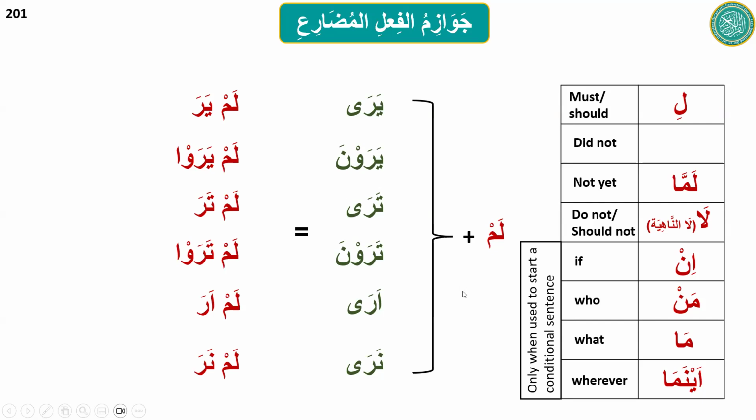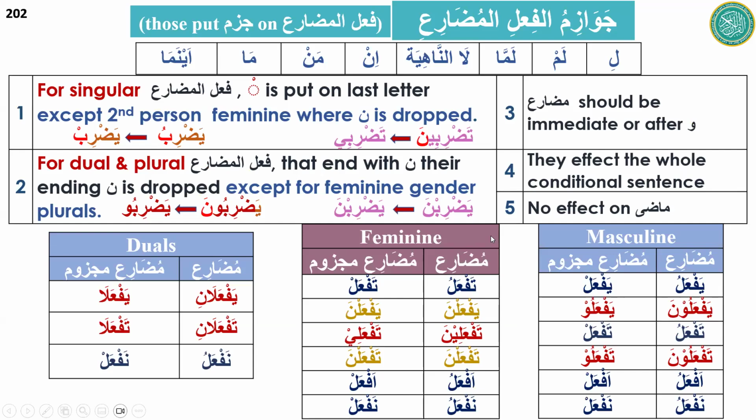So this is another variation you will see: if the last letter doesn't have a haraka on it, which is ya in this case, then this letter will be gone when it becomes majzoom because of a jazimul fa'lil mudari. So I will stop here, and now we can go to the breakout room and practice, and see other examples of the verb with other jawazimul fa'lil mudari.